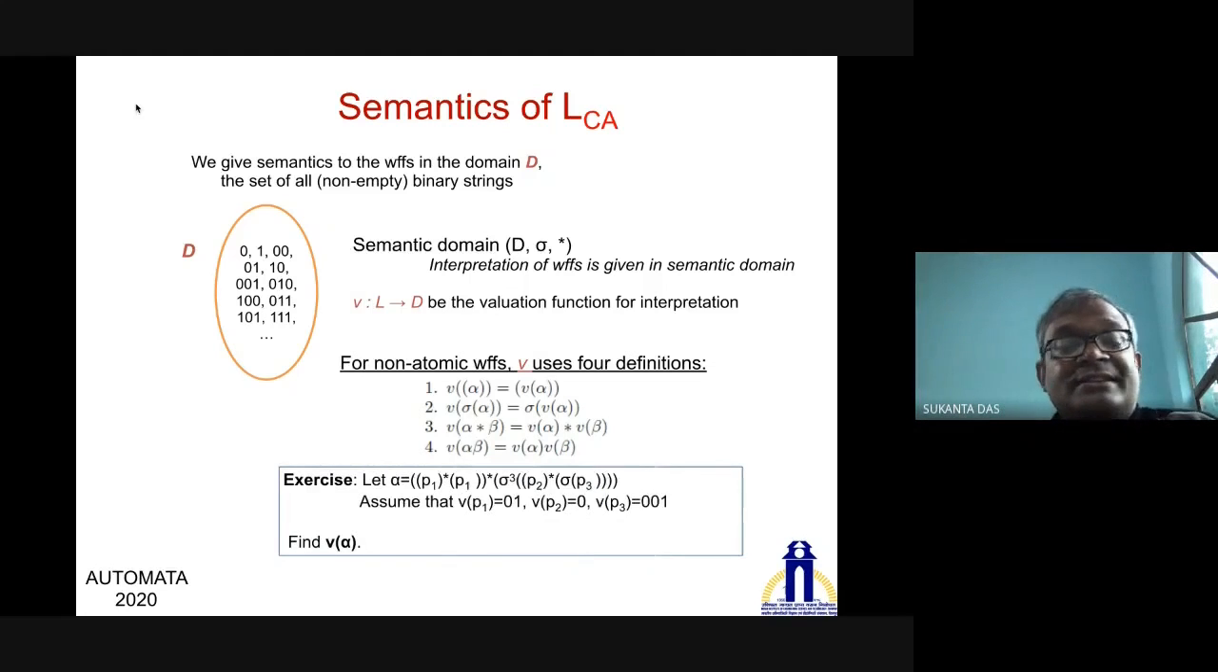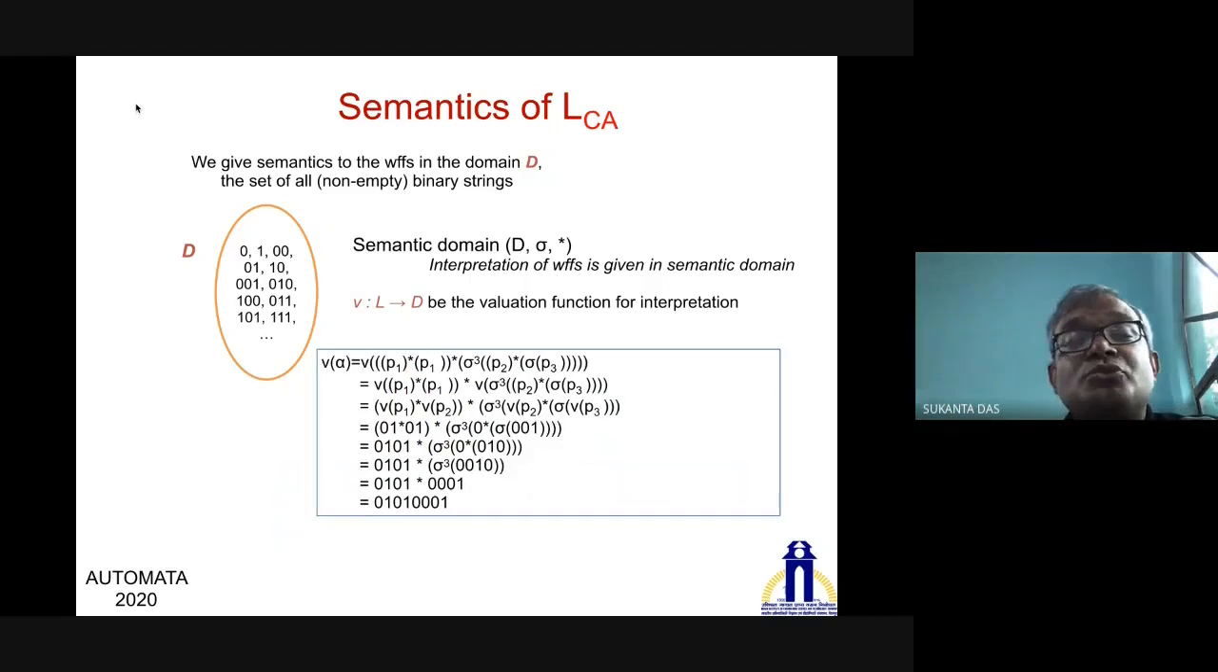And we can take an exercise to get V alpha. So alpha is equal to this. A formula I have arbitrarily taken: P1 star P1. You can see this formula, and assume that V of P1 is 01, V of P2 is 0, and V of P3 is 001. You can take the exercise and find V alpha.